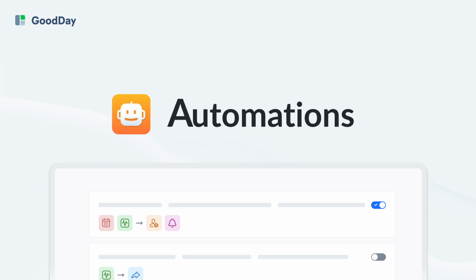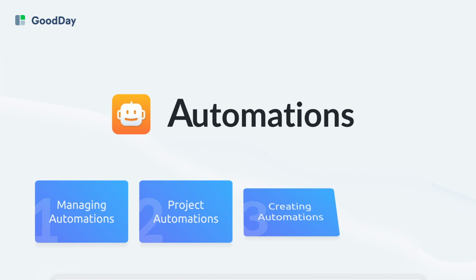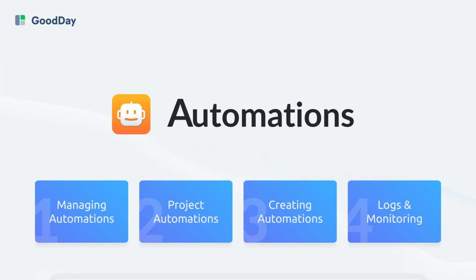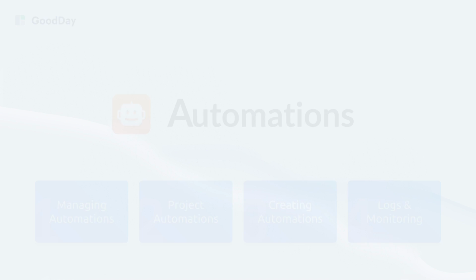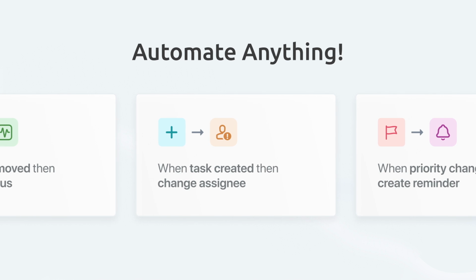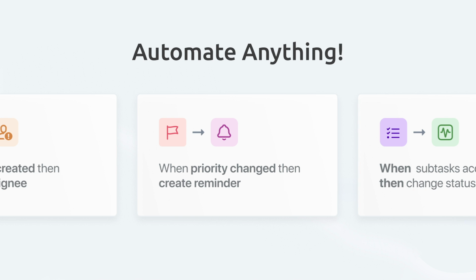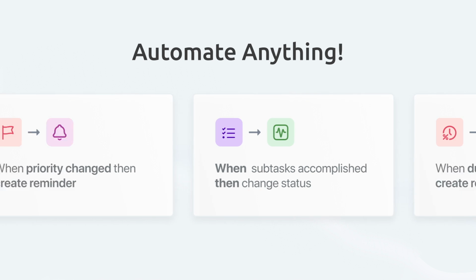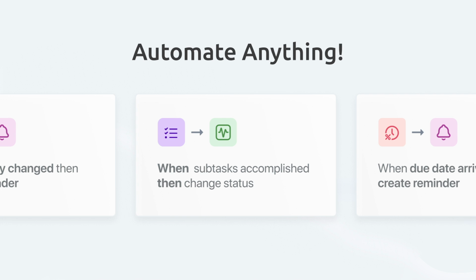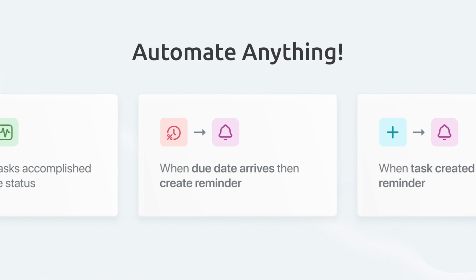GoodDay Automations facilitates the execution of various tasks by automating repetitive and routine actions. By handling these tasks on behalf of the user, it saves time and allows you to focus on more strategic and important activities. For example, you can use automations to automatically assign a user based on a task type, send notifications to the entire team for urgent items, automatically update status when all subtasks are accomplished, send a reminder the day before a deadline, and much more.